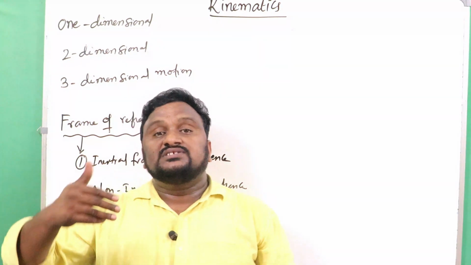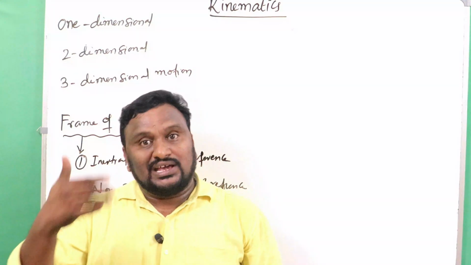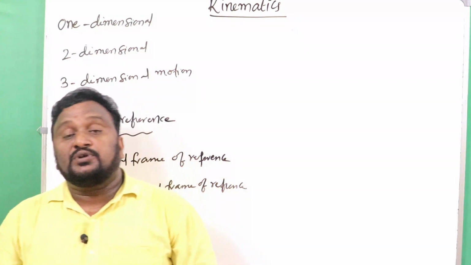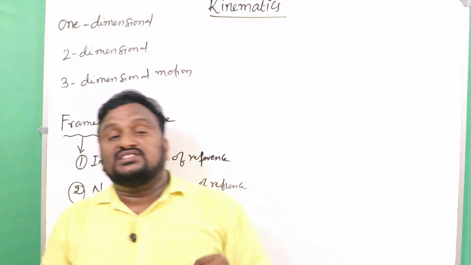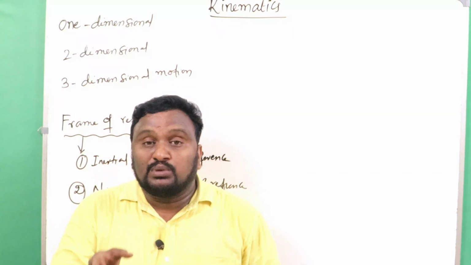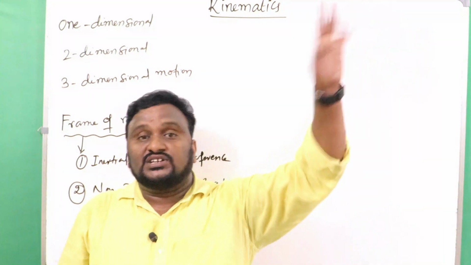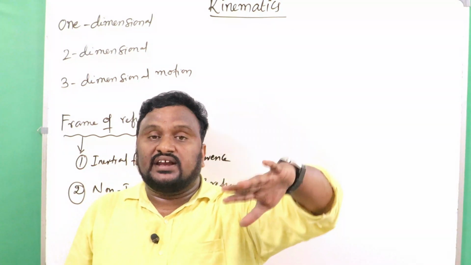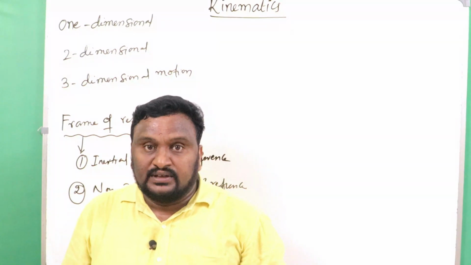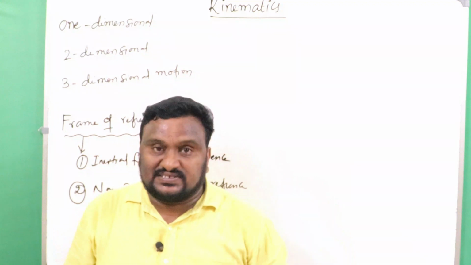If the motion of the body can be explained with respect to three axes, that is called three-dimensional motion. The motion of a body in the air is the best example for three-dimensional motion. So this is simply about the types of motion with respect to their axes.